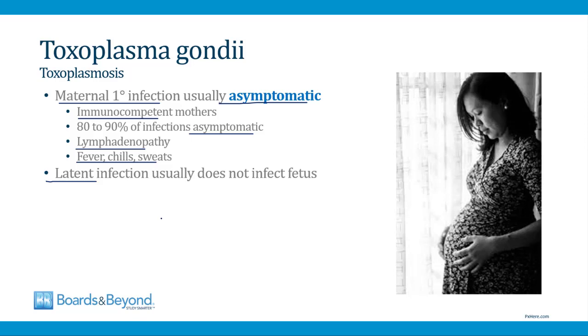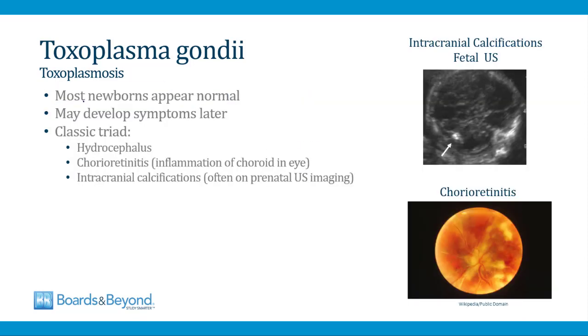But you should be aware that latent infection usually does not cause problems in the fetus. It's only if the mother develops primary infection during pregnancy that fetal complications can occur. When the baby is infected in utero, usually they will appear normal at the time of birth, although they are at risk to develop symptoms later, including long-term complications like intellectual disability.